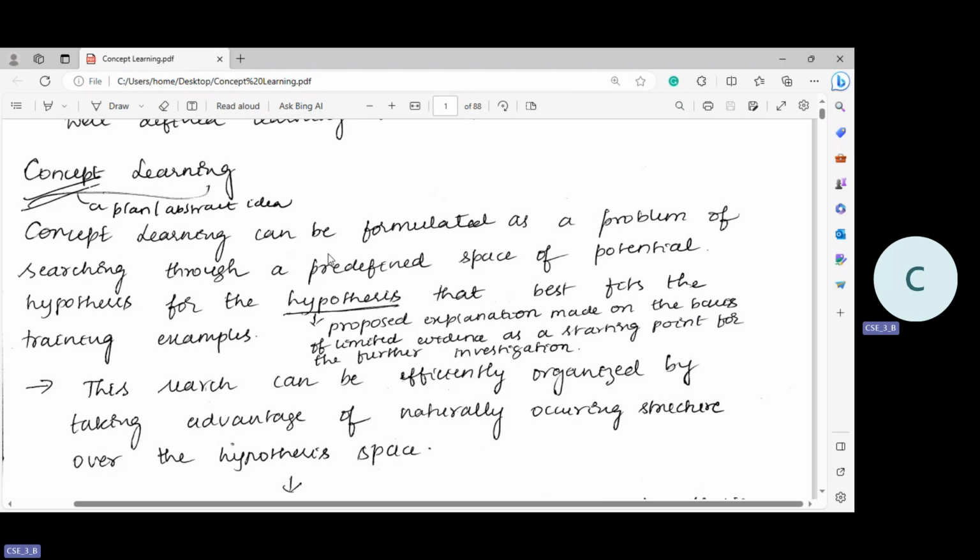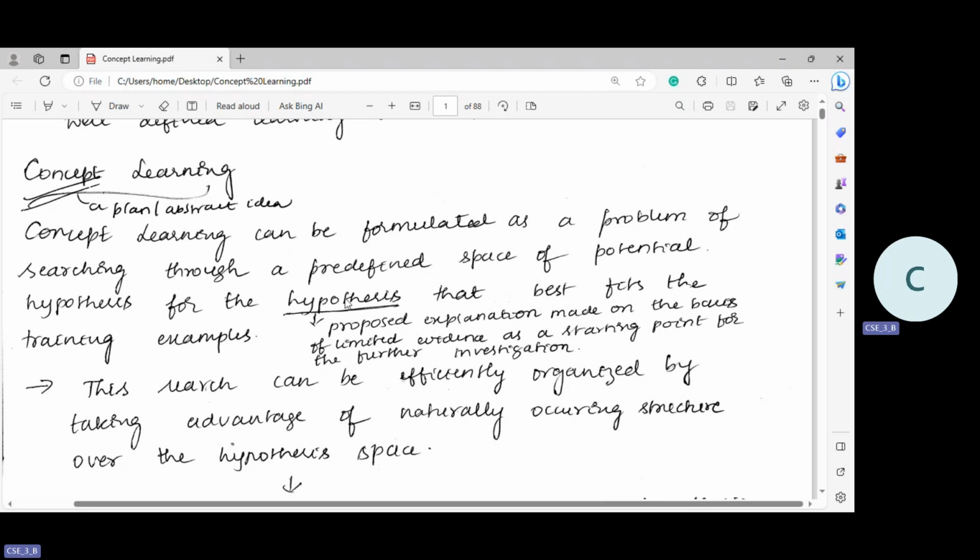Prior to that, let us first understand what we mean by hypothesis. A hypothesis is a proposed explanation made on the basis of limited evidence as a starting point for further investigation. So it is a step-by-step learning process. Initially we may not have the complete idea, so we have some prior assumptions. Then, once we go through the learning process, we are able to conclude whether it is correct or not.